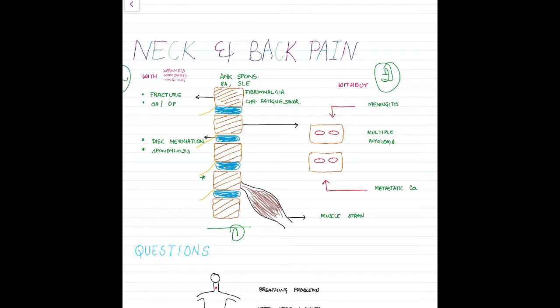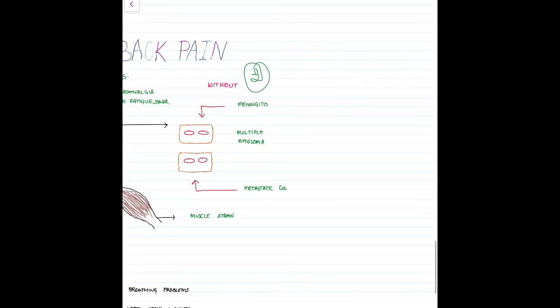Okay, now come to this part where they don't have any weakness, numbness and tingling. All right, here, this is the bone. If there is a problem in the bone, if the problem is coming from up or if the problem is coming from down, this is how we have to think about it. If the problem is in the bone, it is multiple myeloma. If the problem is coming from up, it is meningitis. If the problem is coming from down, it is metastatic cancer.